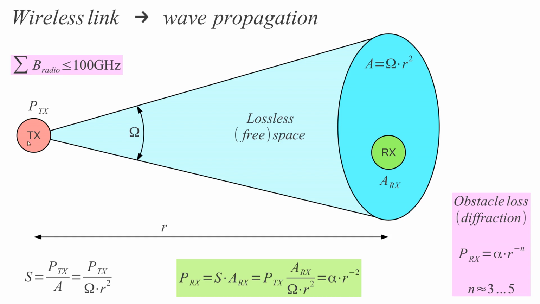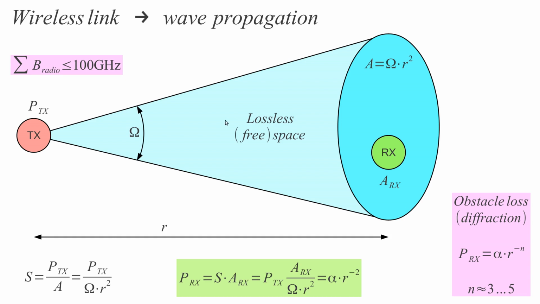So in a wireless link, we assume that the transmitter transmits waves in a solid angle omega. We cannot make a collimated beam for long distances. Every collimated beam at some point is going to open up in a solid angle omega.